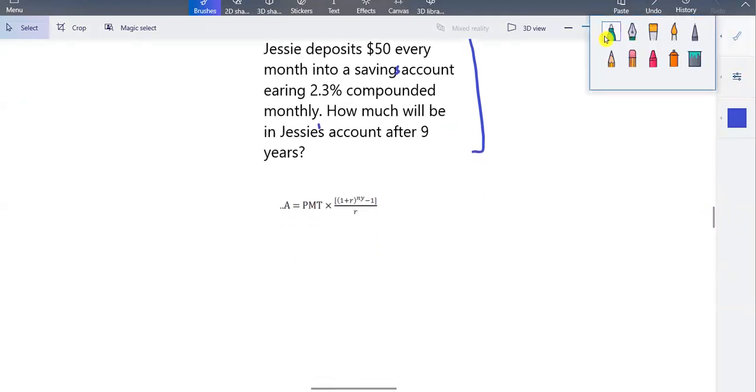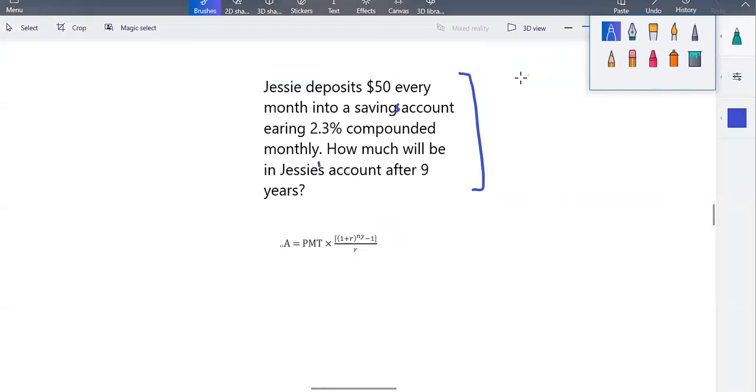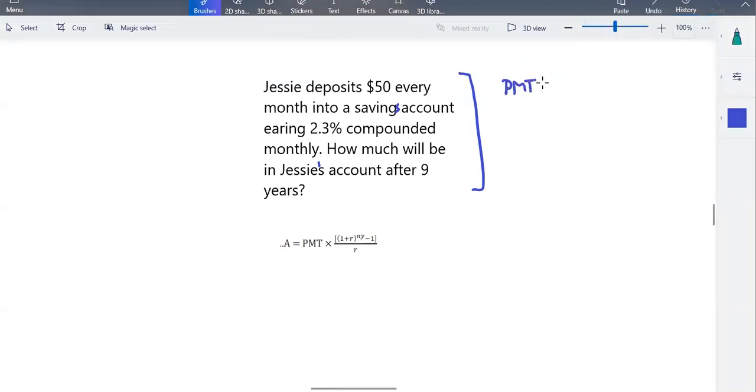So A stands for the accumulated amount. Let's see if we can determine what these variables are, plug them into the formula, and then plug that into the calculator. So I'm gonna write off on the side here. PMT, that's the regular payment amount made. Jesse's depositing 50 bucks. Next in the formula is a 1, that's always a 1. Next up is R, which is the periodic interest rate, which is the APR divided by how often it's compounded or how often deposits are made.